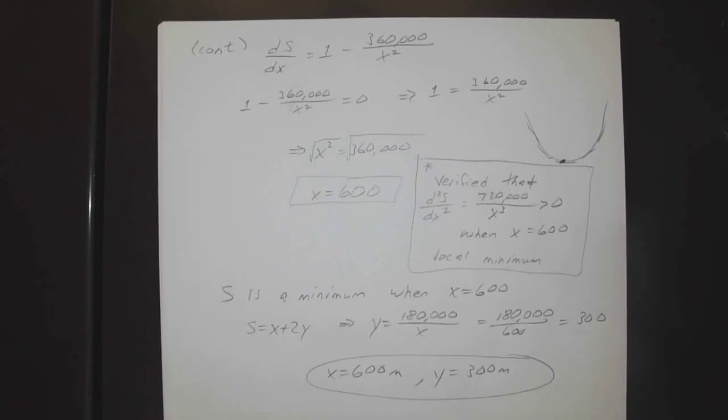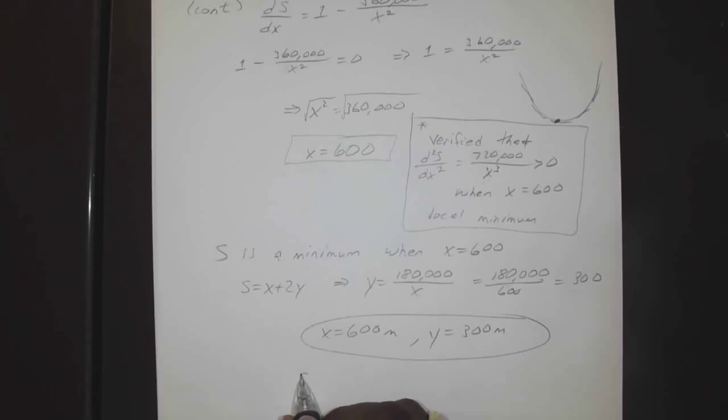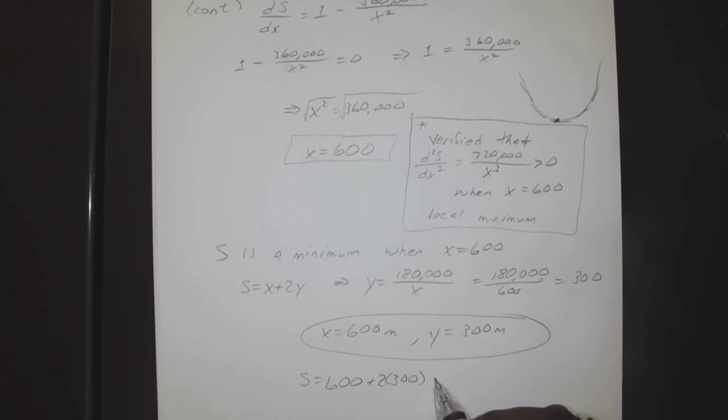That would be the least amount of fencing needed, which would be 600 plus 2 times 300, which is 1,200 total meters.